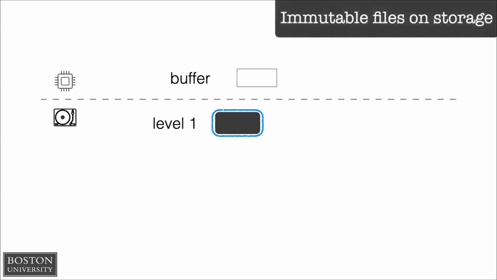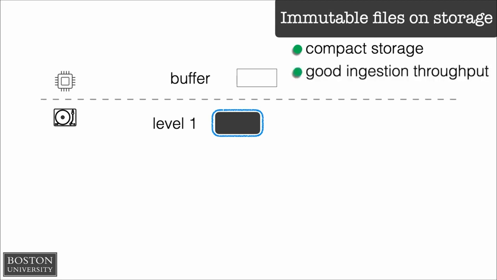Now, if we focus our attention on the actual storage layer, we have our one immutable file. Immutable means that we are never going to update it in place. We're never going to change any of the contents of a single page of this file. This allows us to have compact storage, so there's no need for empty, free space to accommodate incoming updates or inserts. There's no need to keep multiple values, and you can also compress this quite well. It also allows us to have good ingestion throughput.